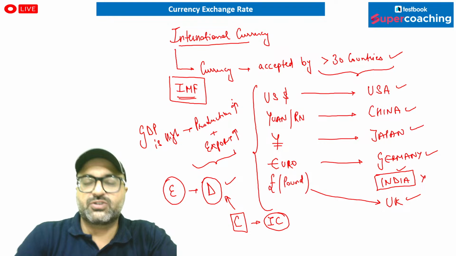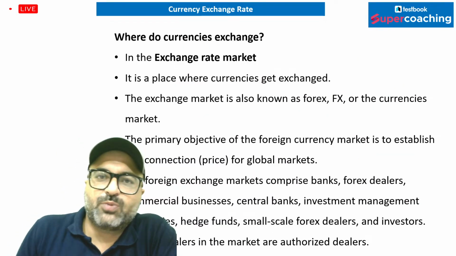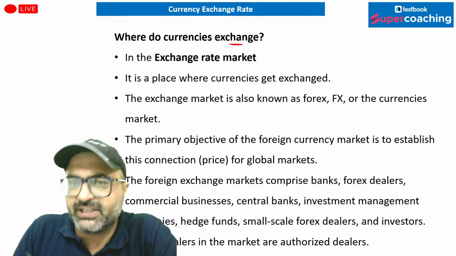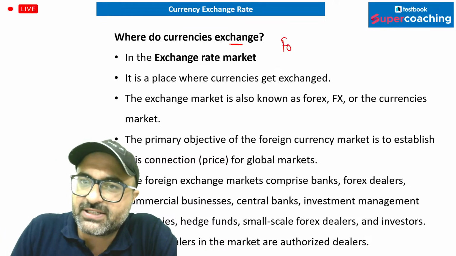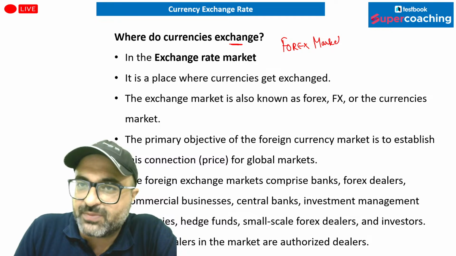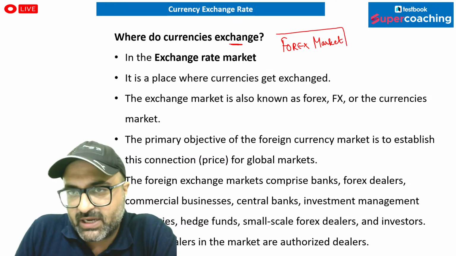Chalo. Now let's move to the next point. The next point is, where do we do currency exchange? Where we basically exchange the currency. So currency exchange is done in the forex market. We call that market as forex market, which is foreign exchange market in India.